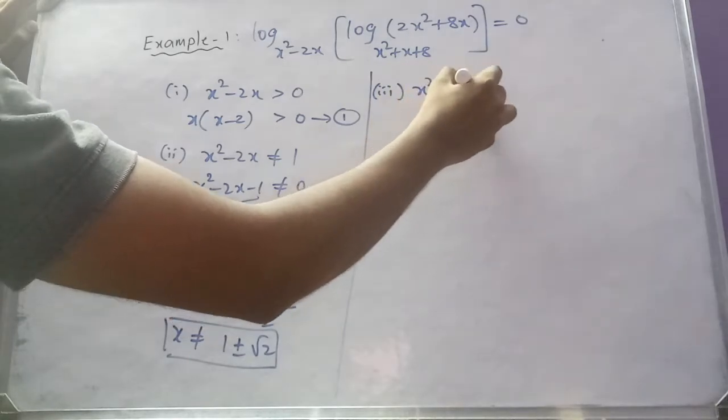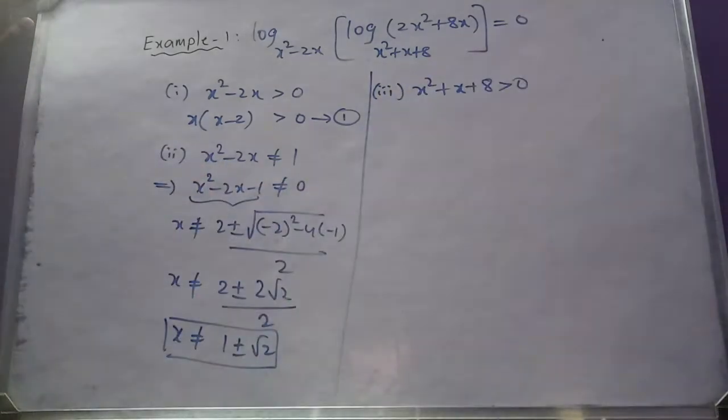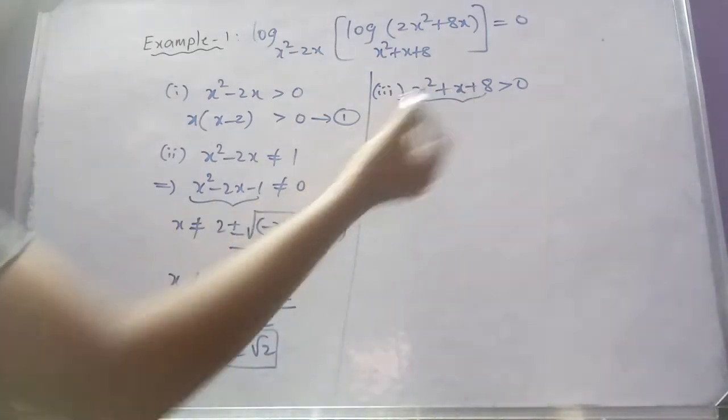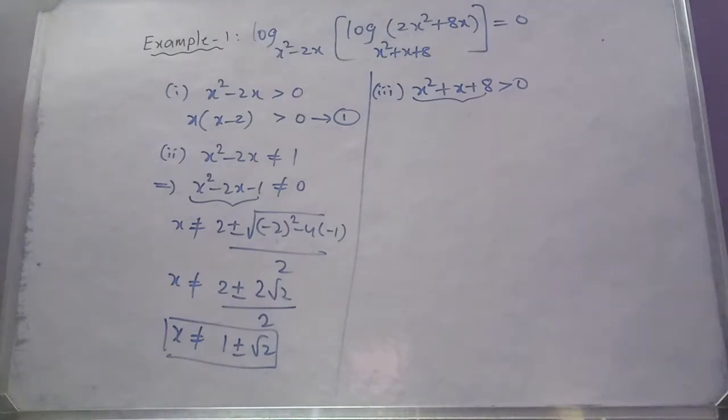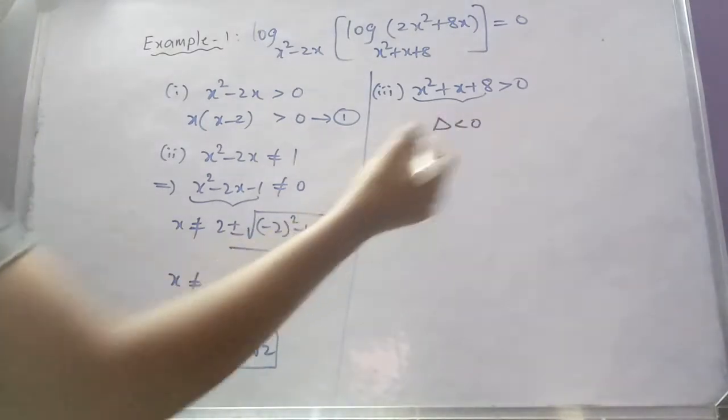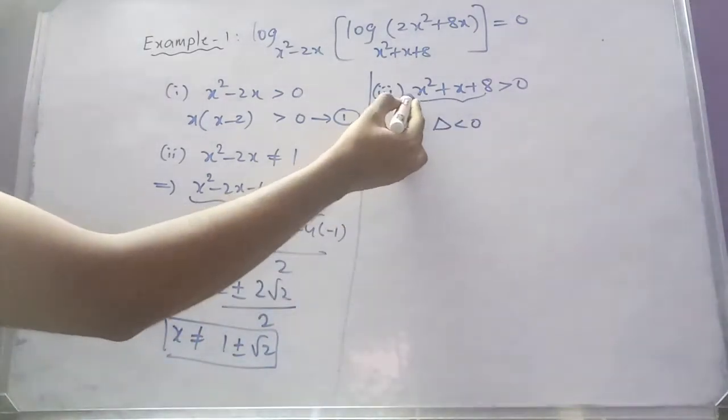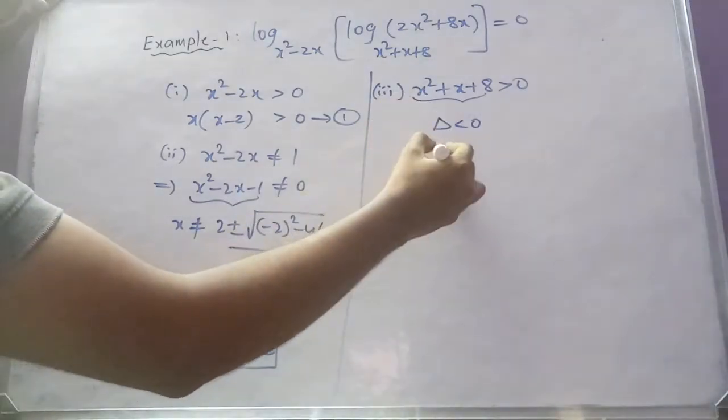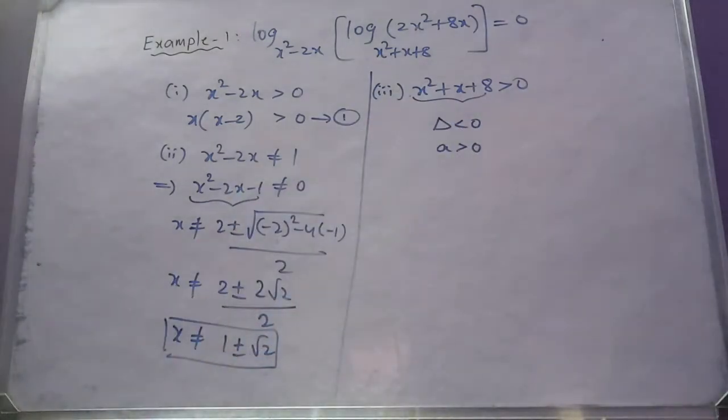x square plus x plus 8 is greater than 0. So once again, you should have an idea of the sign of quadratic expressions. We have made a video on that concept already. Using that, if you observe the discriminant of this quadratic equation, delta is less than 0. And moreover, the coefficient of x square is positive. That means a is greater than 0.